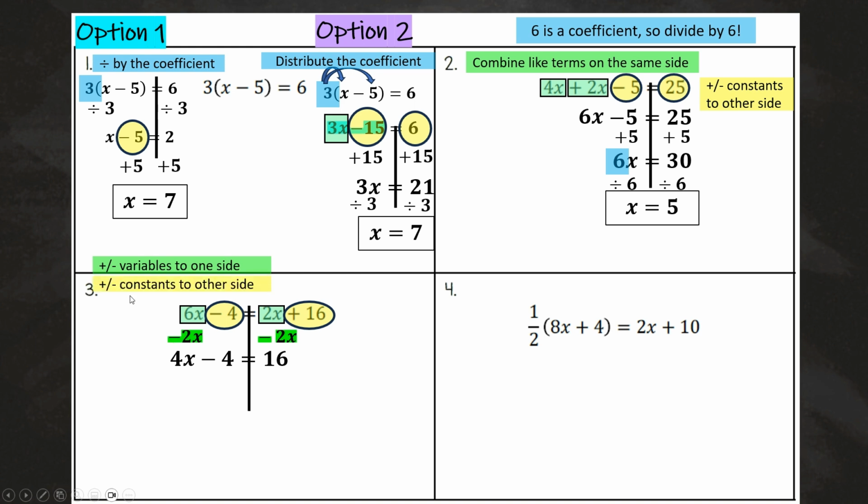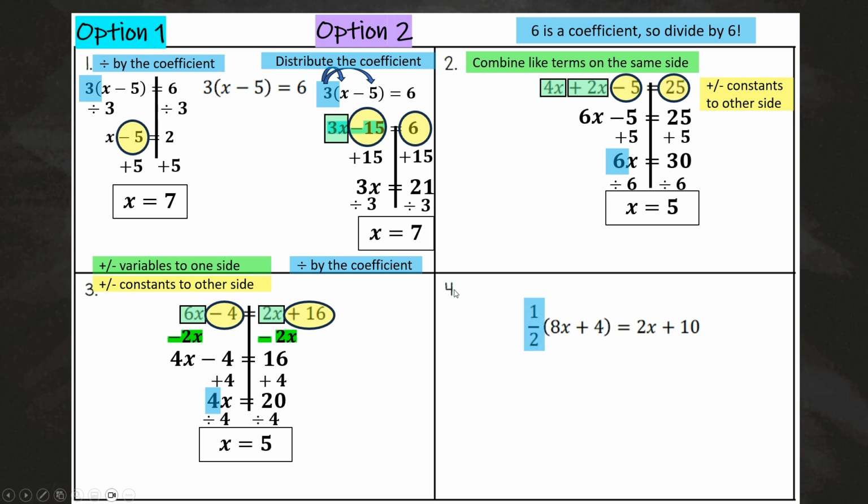So now I need to add or subtract the constants to the other side. So I'm going to add 4 to both sides, and 4x is equal to 20. So my last step here would be to divide by the coefficient. So 4 divided by 4 would be 1. So I'm just left with the variable. And 20 divided by 4 is 5. So x is equal to 5.